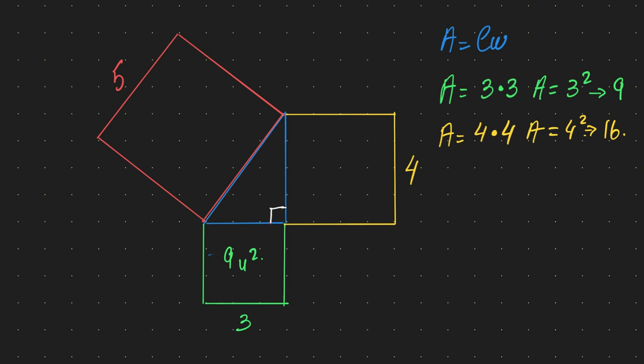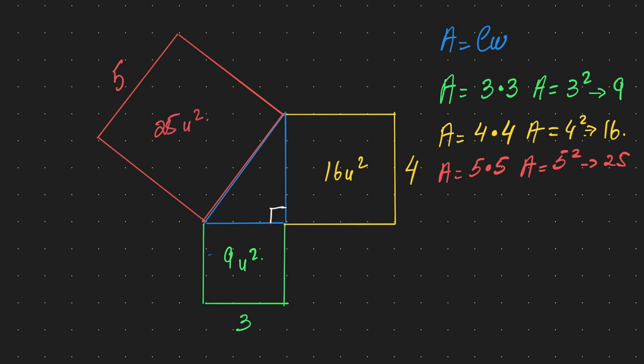Okay, and we have one more left, which is the red area. That will be 5 times 5, or we can rewrite it as 5 squared, which will equal 25. So the green one is 9 square units, the yellow one is 16 square units, and the red one is 25 square units.